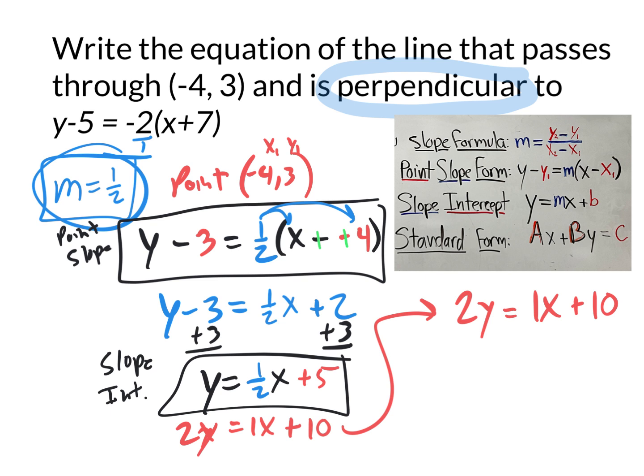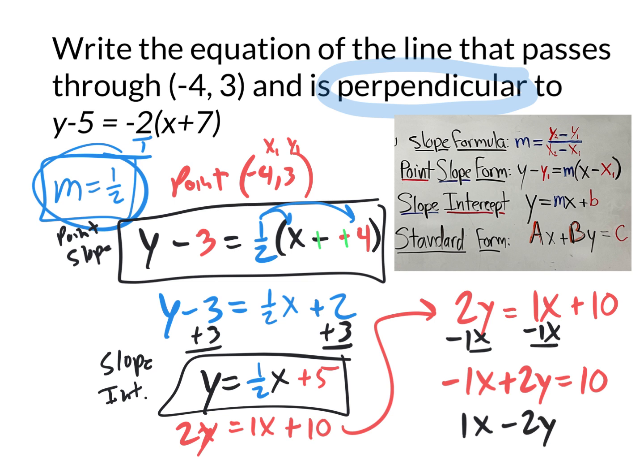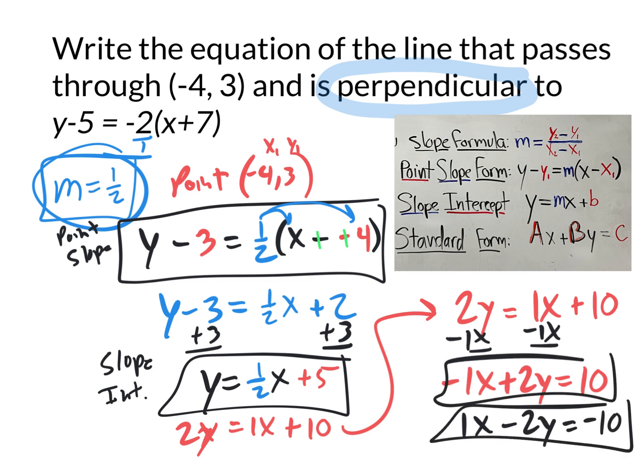And now for standard form, you would move the x to the left side by subtracting 1x, so your standard form equation will be a negative 1x plus 2y equals 10. And of course, you could change all the signs to have that first term positive. Either way, it's totally fine. That's your standard form.